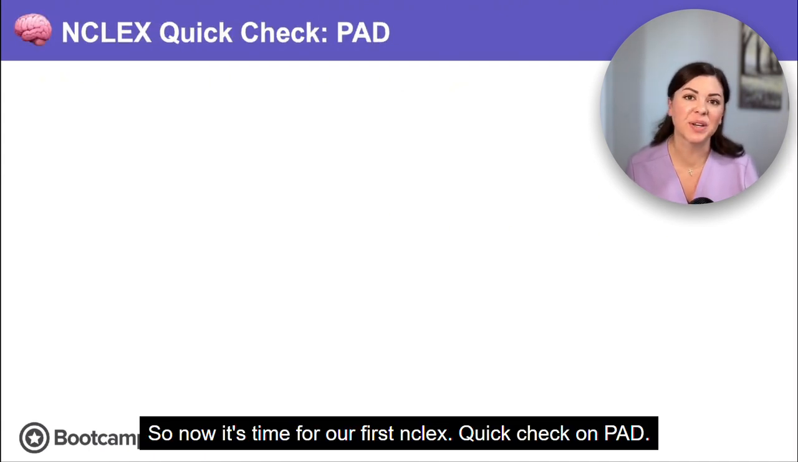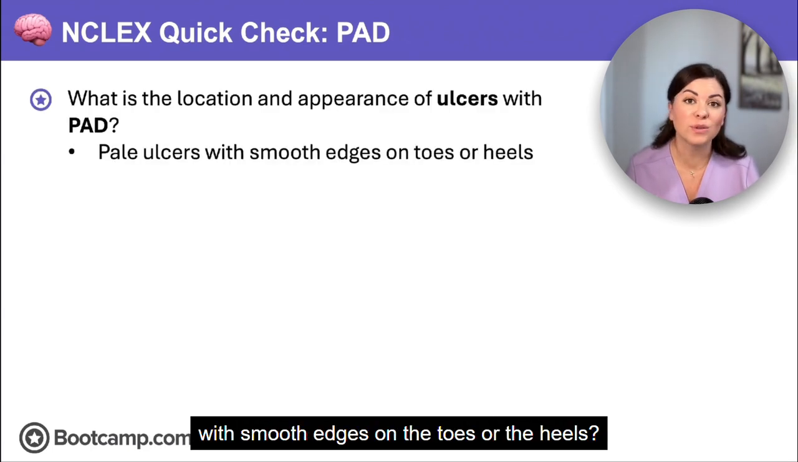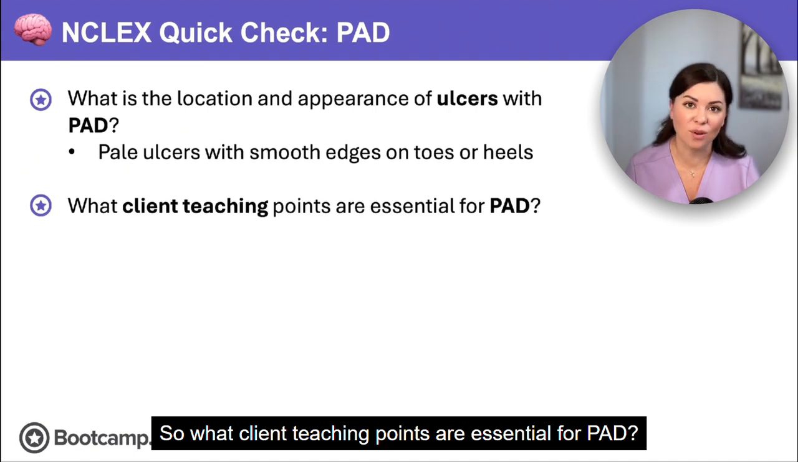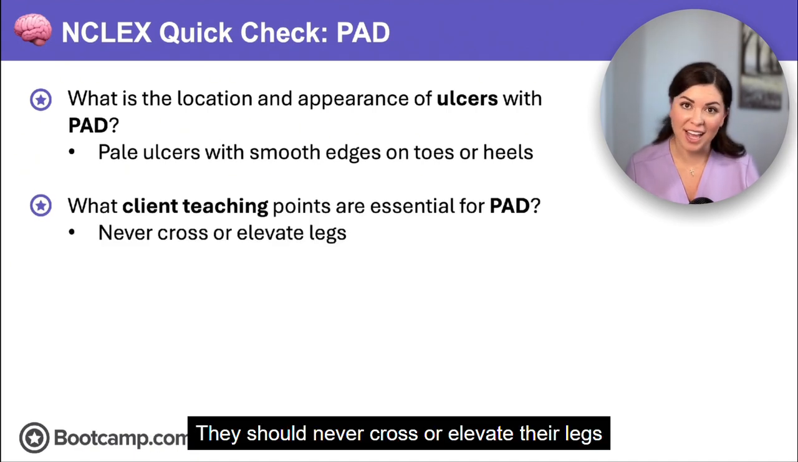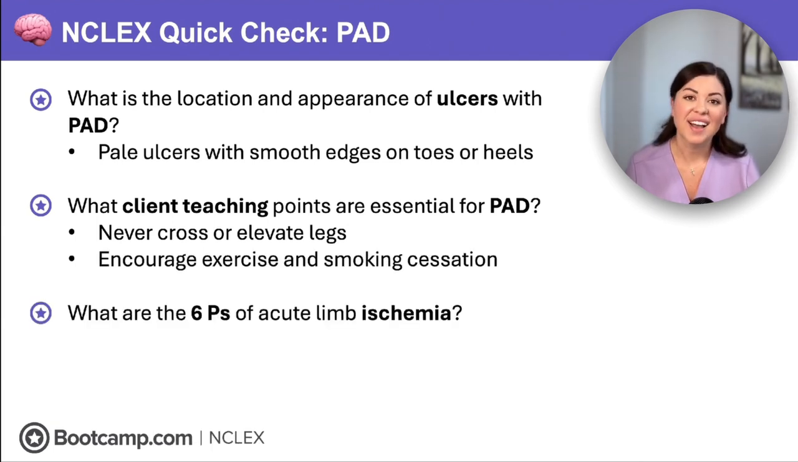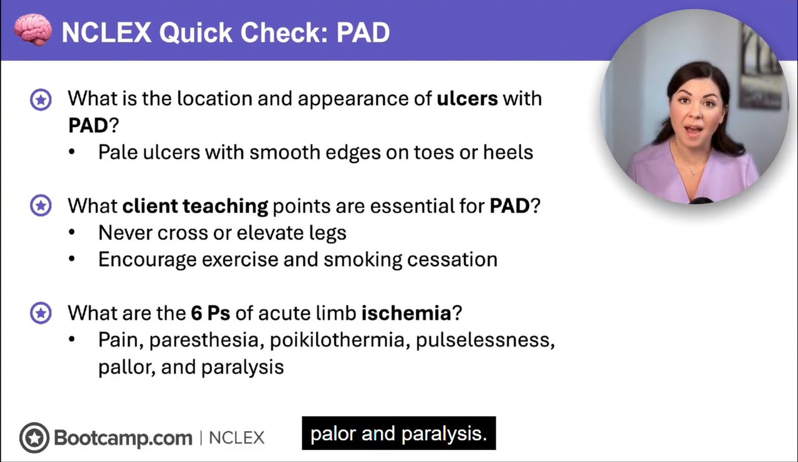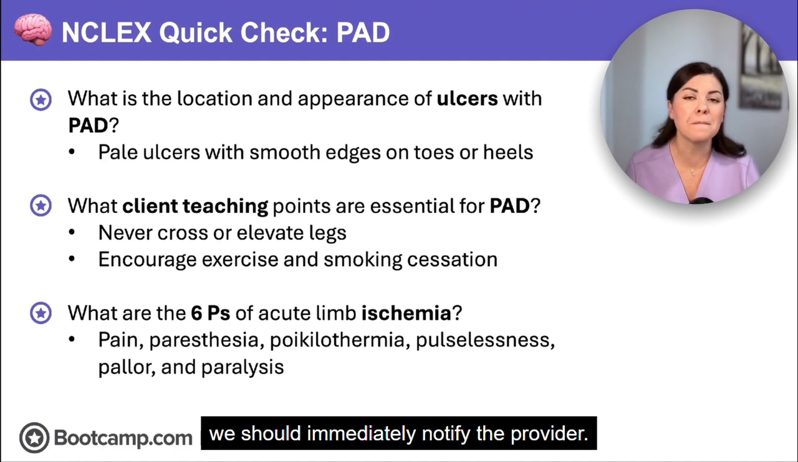So now it's time for our first NCLEX quick check on PAD. What is the location and appearance of ulcers with PAD? Pale ulcers with smooth edges on the toes or the heels. So what client teaching points are essential for PAD? They should never cross or elevate their legs because that further decreases perfusion. They should also be encouraged to exercise or walk and to immediately stop smoking. So what are these 6 Ps of acute limb ischemia? That's pain, paresthesia, poikilothermia, pulselessness, pallor, and paralysis. And remember, if we see the 6 Ps, we should immediately notify the provider.